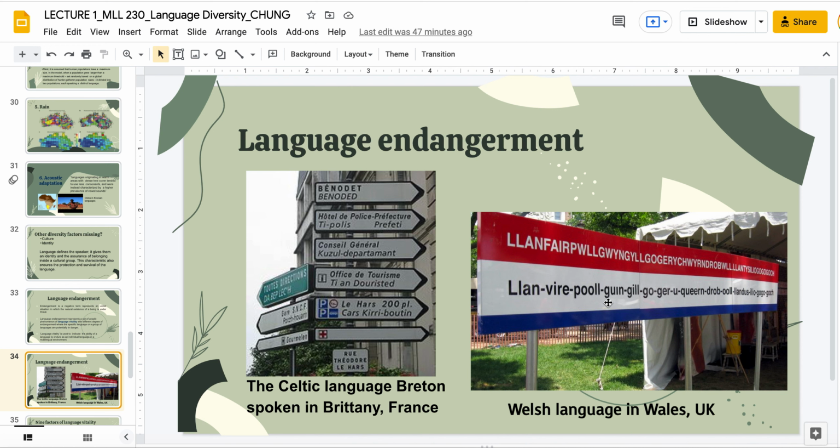promoting language vitality, right? And in case of endangerment, they don't want these communities, which have such a strong culture and identity, to lose their language. They don't want their language to go away. So what do we do?